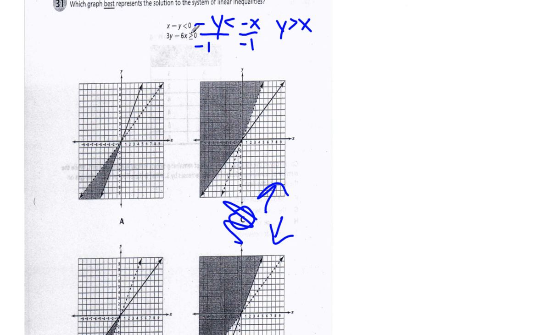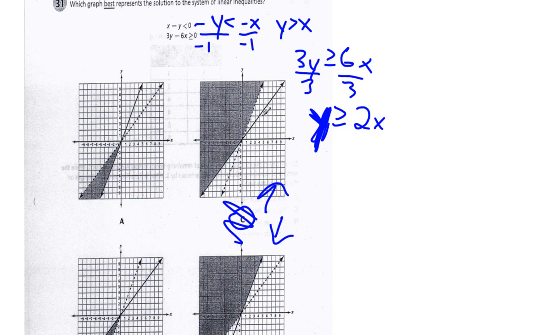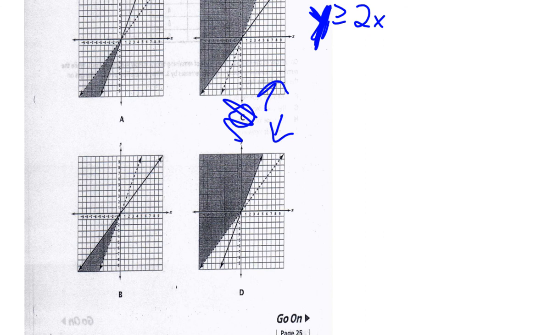So if we have 3y minus 6x, that's going to be the same as 3y is greater than or equal to positive 6x. If we divide both sides by 3, we get y is greater than or equal to 2x, since 6 divided by 3 is 2. So let's check here.